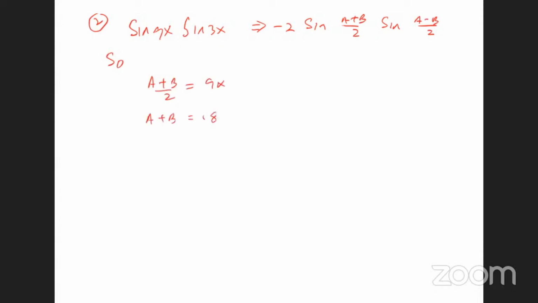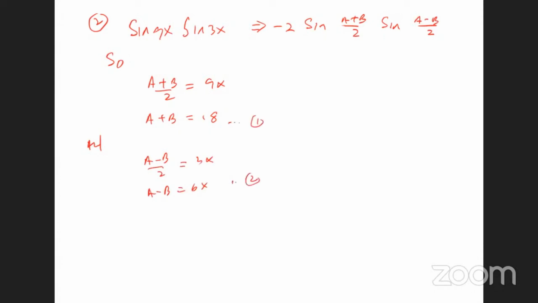So sine 9x, sine 3x. I want to write it as a sum of trigs. And we're going to compare this to 2 sine (A plus B) on 2 sine (A minus B) on 2. We can always get rid of this minus 2. The trick now is for us to figure out what A and B are. So here's what we know. By comparing, we know that (A plus B) over 2 is 9x, so A plus B is 18x. And we also know that (A minus B) on 2 is 3x, so A minus B is 6x.